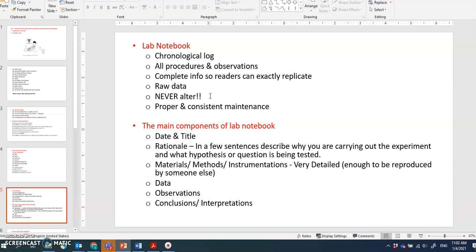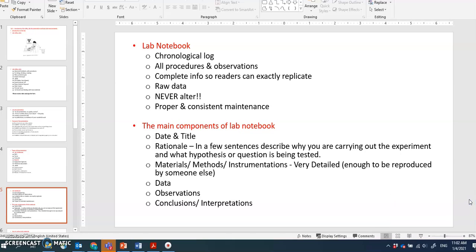Proper and consistent maintenance. Again, when you write your lab notebook, you write it as you carry out your experiment. Okay, if you just say, "Oh, I'm gonna write it later," you lose everything after a day or two. Okay, you have to write up your lab notebook the day you are performing the lab experiment. Okay, don't say that, "Oh, we're gonna write up lab notebook when I'm collecting it." No, that's not the right way.